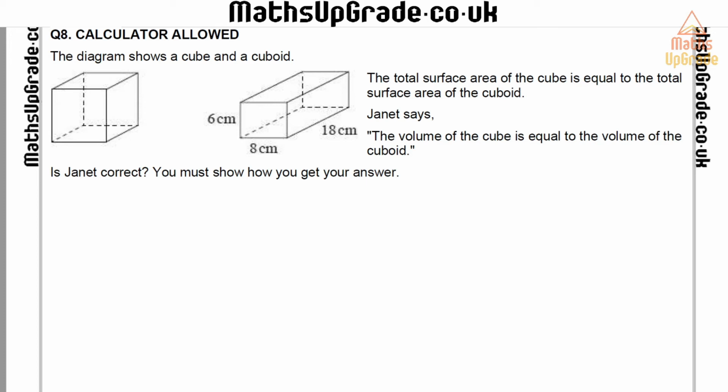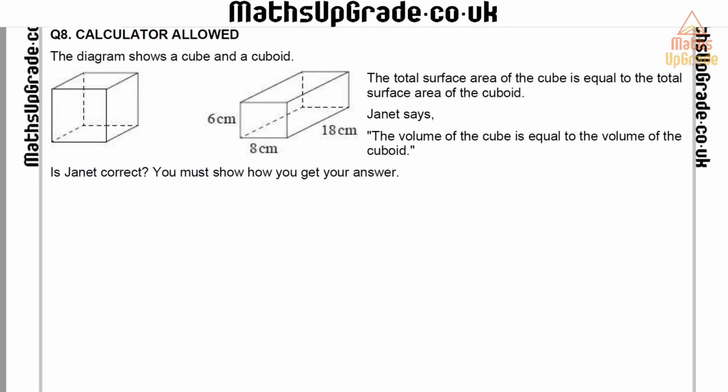Question 8. I'm given a diagram which has a cube and a cuboid in it. I'm not given the dimensions of the cube, but I'm told the length, width and height of the cuboid in the diagram. I am told the total surface area of the cube is equal to that of the cuboid. Janet says the volume of the cube is equal to the volume of the cuboid. Is she correct? Show how you get your answer.